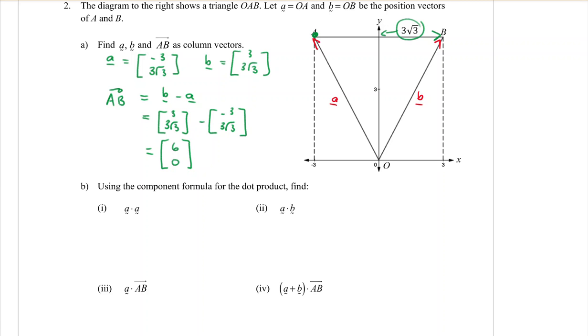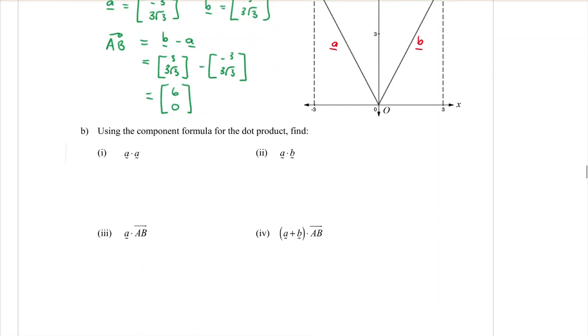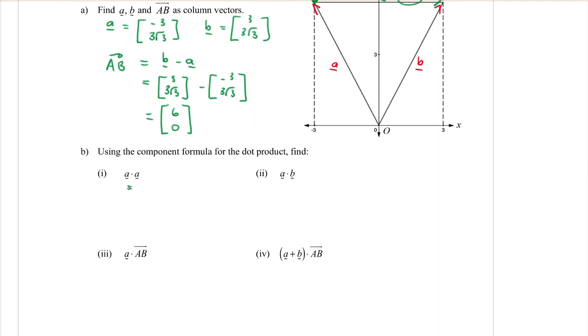Alright, part B. Using the component formula for the dot product, find vector A dot vector A. So using our column vector that we've worked out, vector A is -3 and 3 root 3. And we're just going to be multiplying that by the same thing. When you multiply vectors, you multiply the two x values together, so you go -3 times -3, and then you multiply the y's together. That's 3 root 3 times 3 root 3.